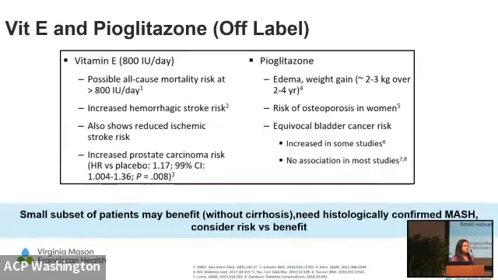Just a few things to remember about vitamin E. There is a possible all-cause mortality increase in patients on a higher dose of vitamin E. There is a slightly higher risk of hemorrhagic stroke with vitamin E, so I don't use it in patients who have uncontrolled hypertension, but it does seem to have a beneficial effect in preventing ischemic strokes. And there is a slightly increased prostate cancer risk. So again, I don't use it in men who are over 65.